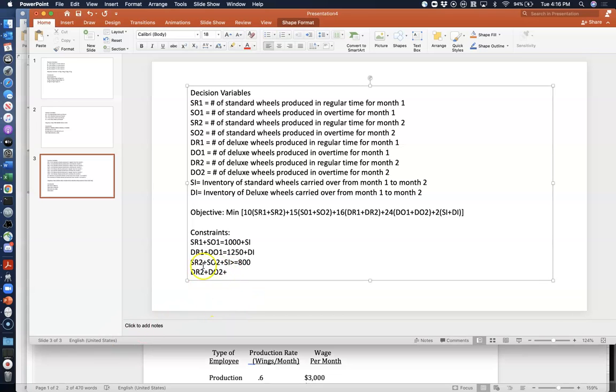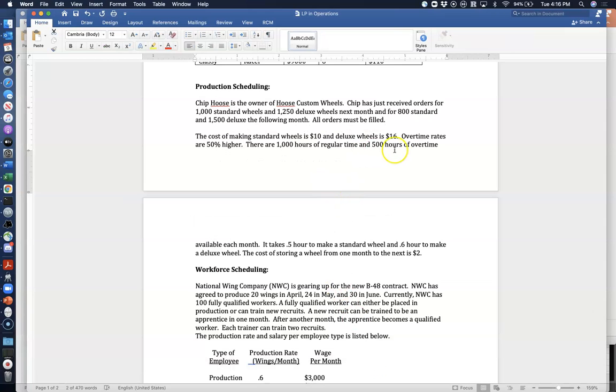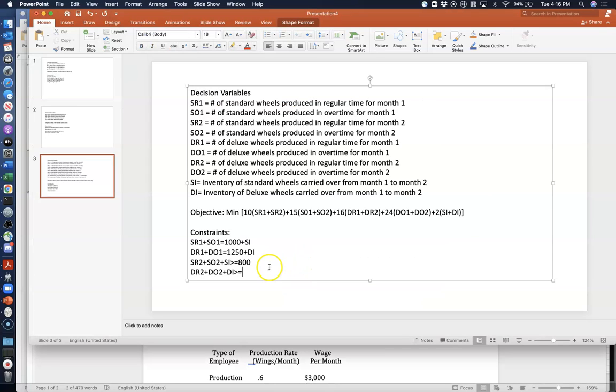So the total number of deluxe wheels in the second month should be enough to satisfy the demand for deluxe wheels in the second month, and that is 1500. So you need 1500 deluxe in month two. It has to be enough to satisfy 1500. So these are the inventory and demand constraints.